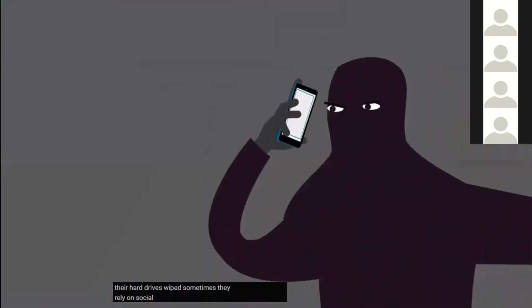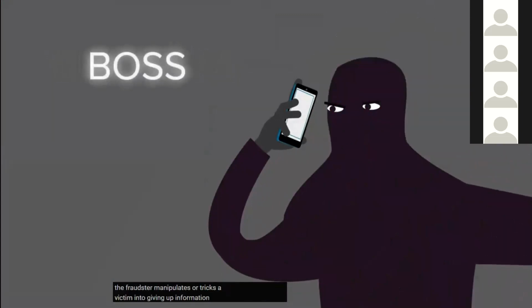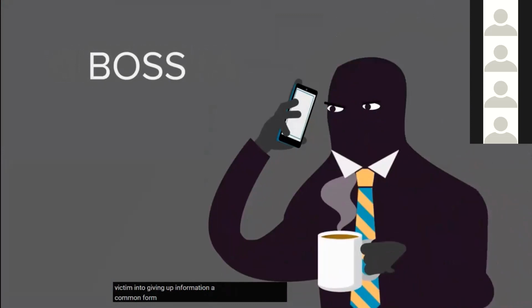Sometimes they rely on social engineering, which is when the fraudster manipulates or tricks a victim into giving up information. A common form of this is phishing.